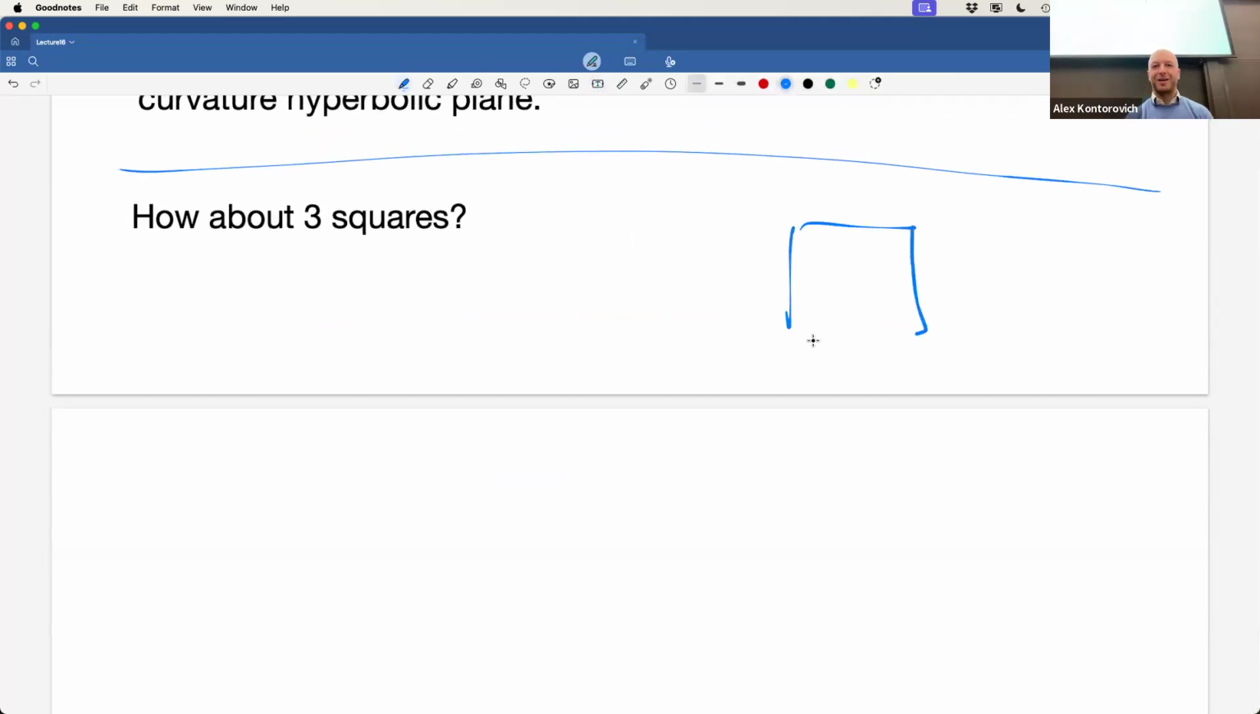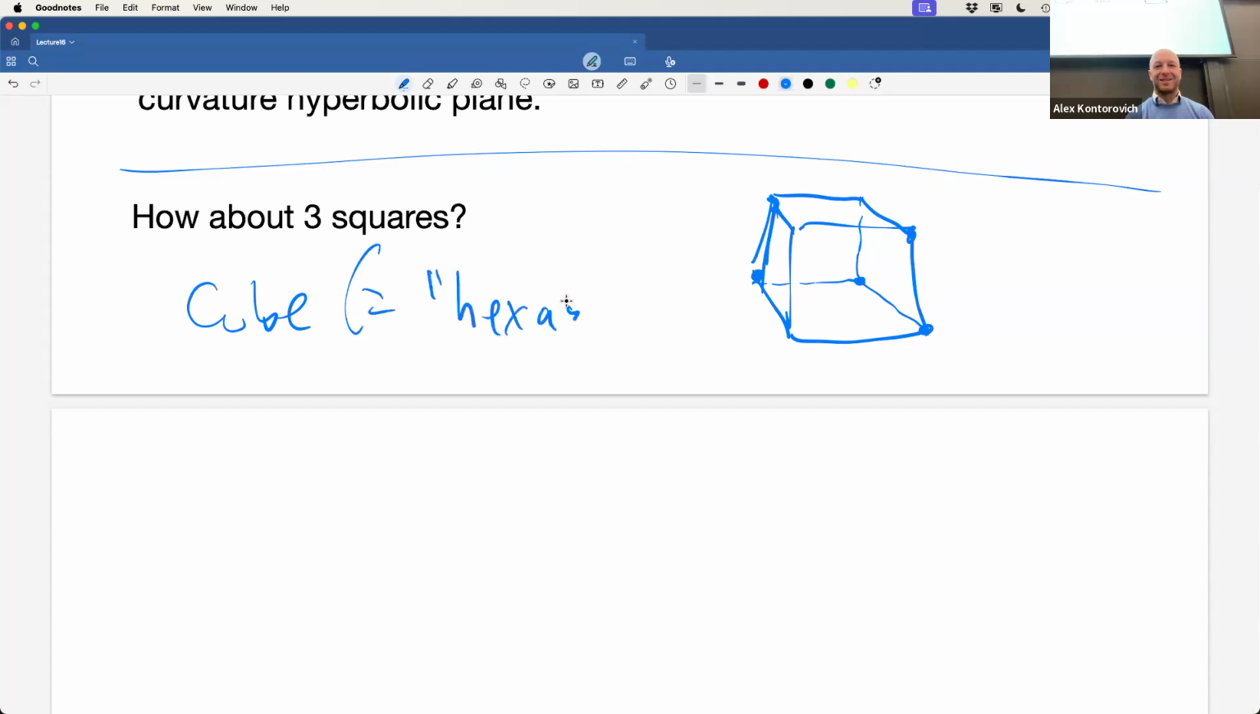So here's 1 square, here's a 2nd square, poorly drawn, and here's a 3rd square. Then at this corner I have to put a 3rd square. And then at this corner, I have to put a 3rd square. And now every corner has 3 squares. That's a cube. Okay, that's a cube. Or a regular hexahedron. Nobody calls it a sexahedron. Hexahedron. Okay.